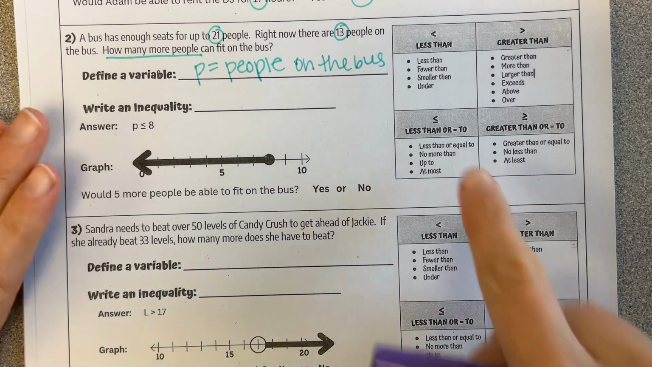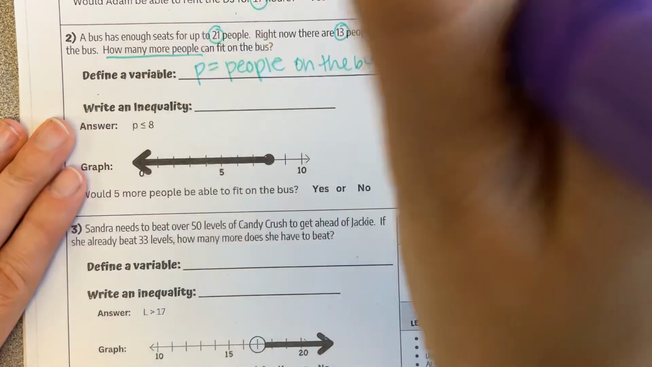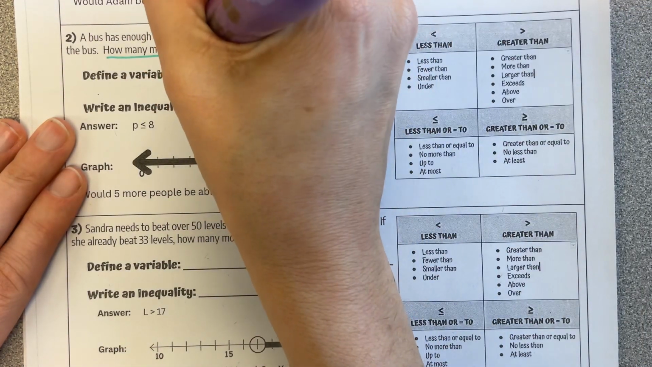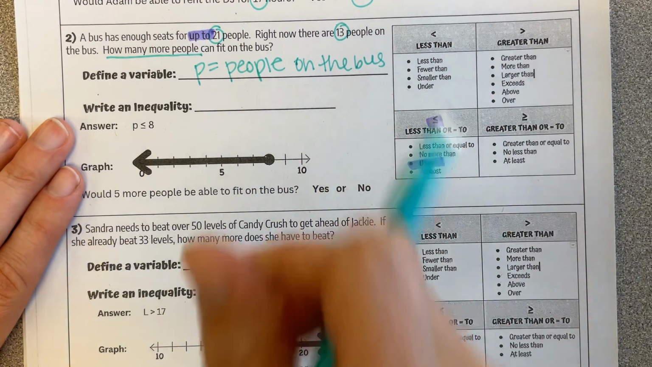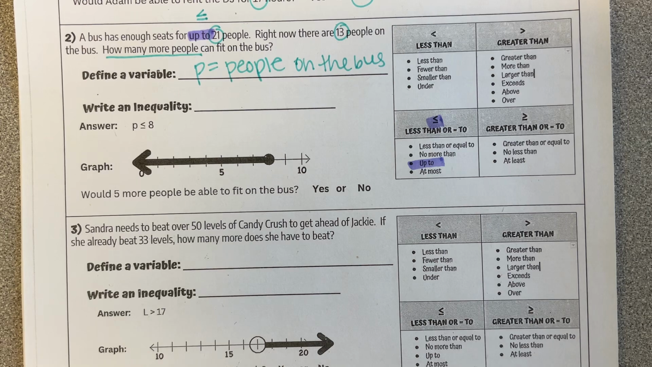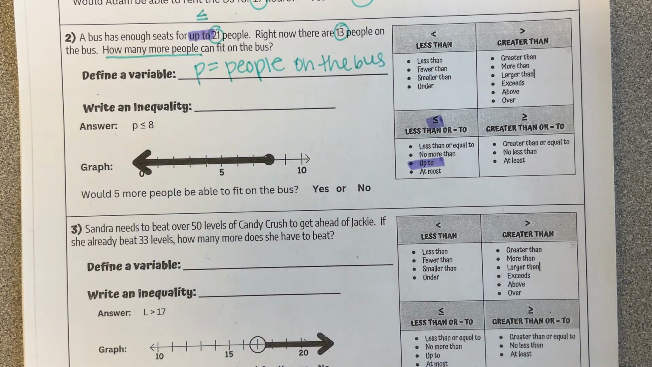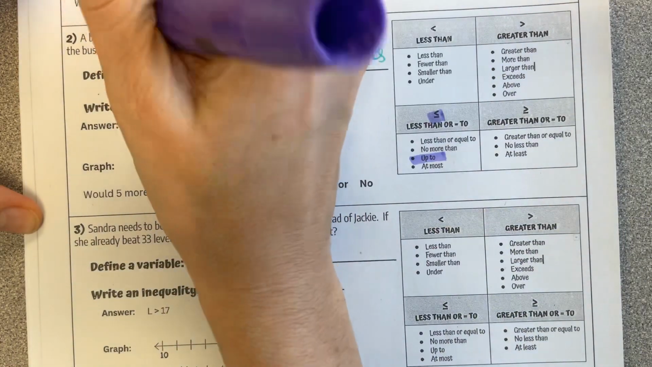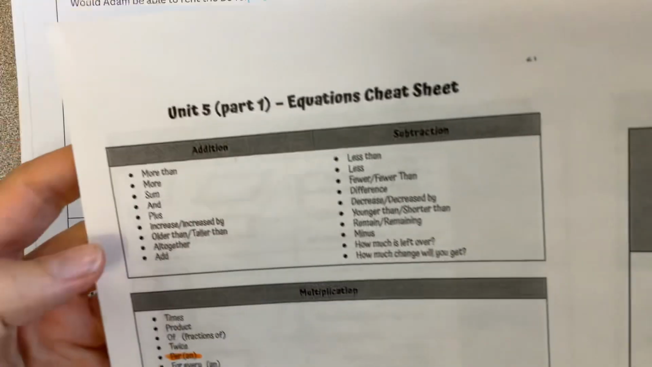When I look for words that tell me my inequality symbol, I look by my total, and I see directly to the left of that total, up to. And on here I see up to has the less than or equal to symbol. Then looking for keywords for operations, it says right now there are 13 people on the bus. How many more people can fit on the bus?